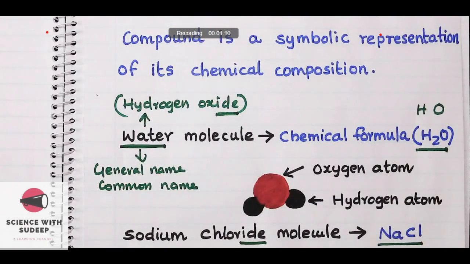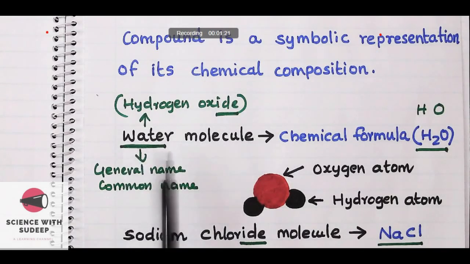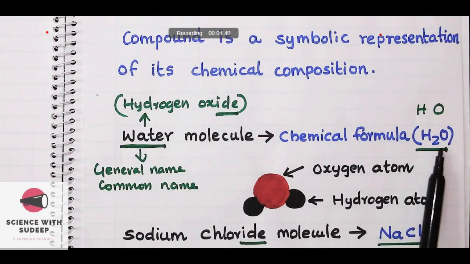Look at an example. I wrote here water molecule. The correct scientific name of water molecule is hydrogen oxide. We call it water molecule because that's a general or common name. Most compounds have a common name, like sodium chloride, whose common name is common salt or cooking salt. The chemical formula of water molecule, or hydrogen oxide, is H2O.